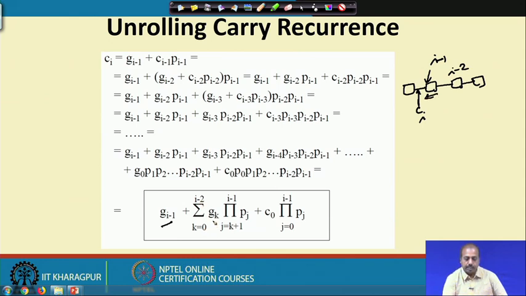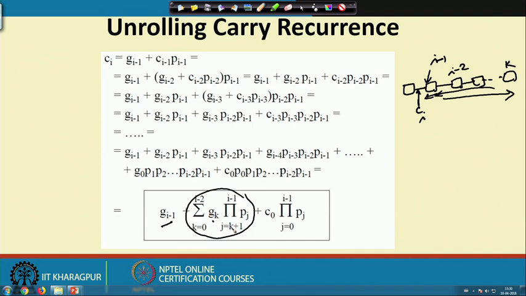So, it is generated at stage i-2 and propagated at stage i-1, or it is generated at any stage on this side. Okay. So, it is generated at some stage k, and then it got propagated through all these remaining stages. That is taken care of by this expression. So, this is telling that it is generated at stage k, and the stages k+1 to i-1 are just propagating the carry.